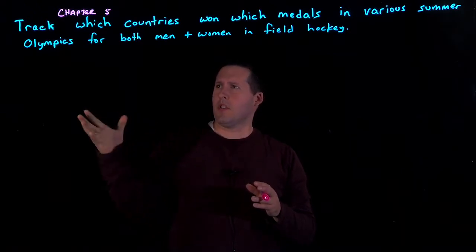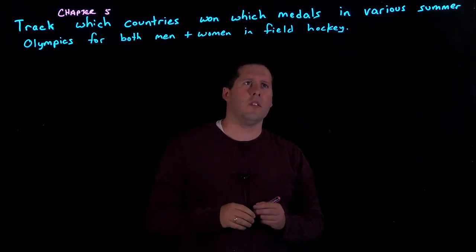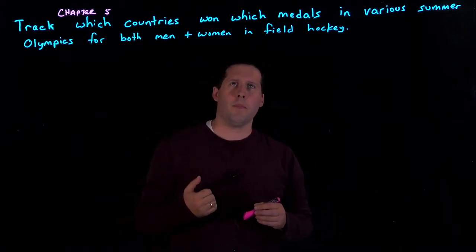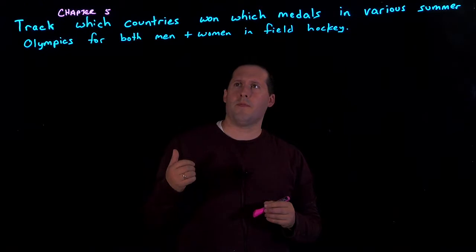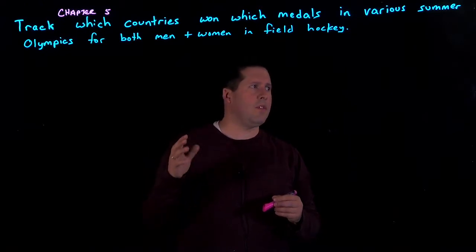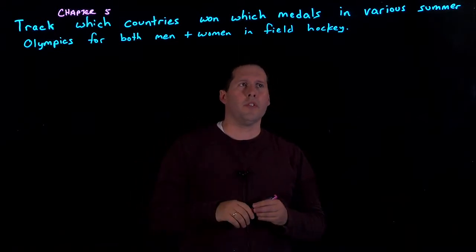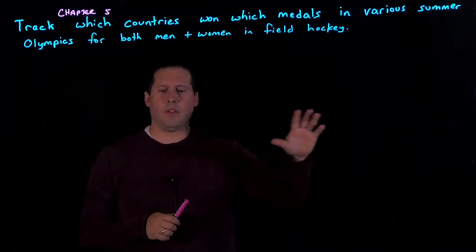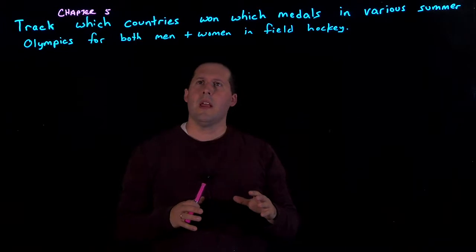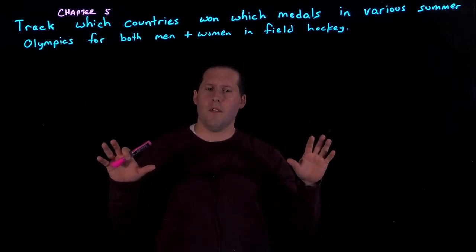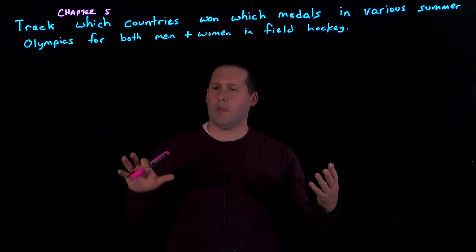But much like we've done other problems, we need to look at this statement and figure out how do we break it down into pieces that are manageable. So we need to keep track of countries or teams that we have competing in the Olympics. So we've got the countries. We also need to keep track of the Olympics. What year was it? What city was it held in? And from those two combinations of things, we need to keep track of how successful were these different teams.